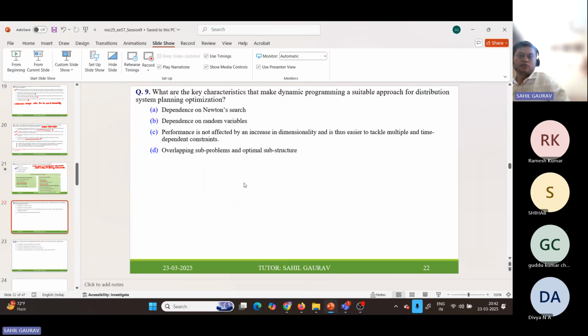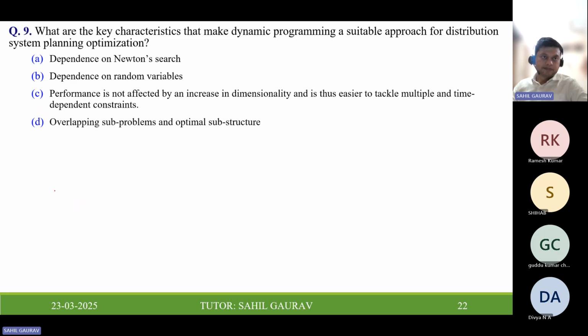What are the key characteristics that make dynamic programming a suitable approach for distribution system planning problems? So options are given here. Dependence upon Newton search, dependence upon random variables, performance is not affected by increasing dimensionality and thus easier to tackle multiple and time dependent constraints, overlapping subproblems and optimal substructure. Key characteristics of dynamic programming, if you see, are overlapping subproblems and optimal substructure. So this D option is correct.